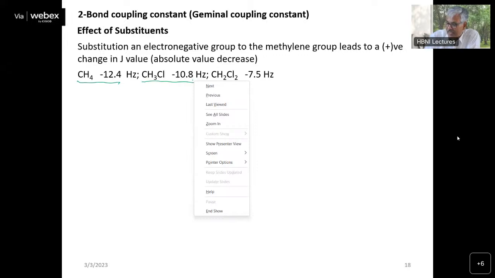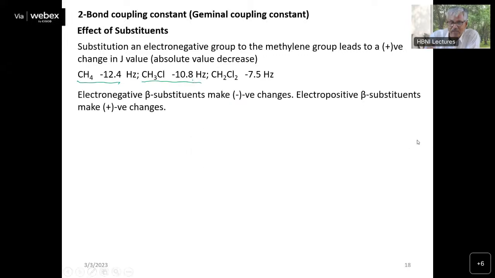Now, if you put a chlorine group, you see the coupling constant of these two hydrogens has increased. The absolute value is decreased, but that means it is an increase. It is going towards the positive side. In CH2Cl2 it is increasing.